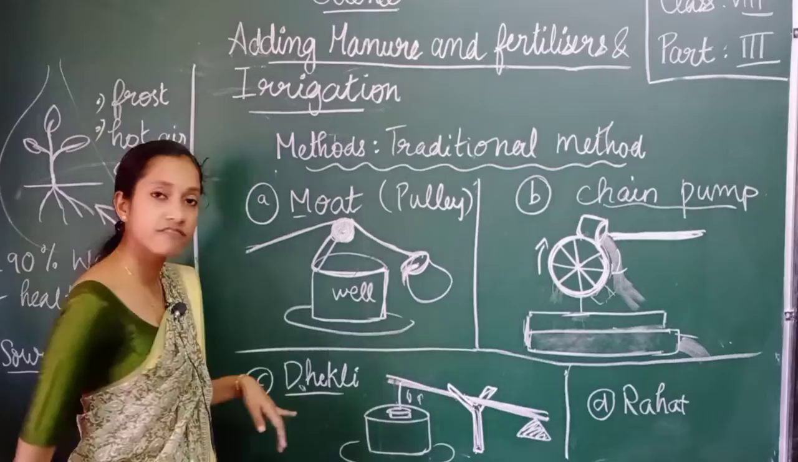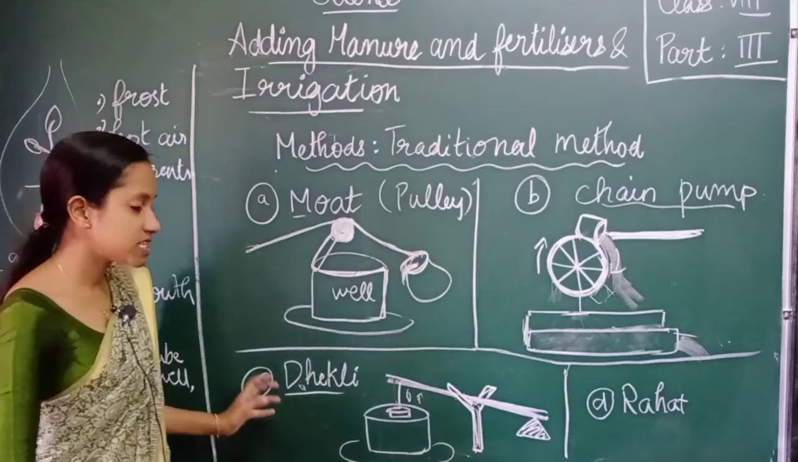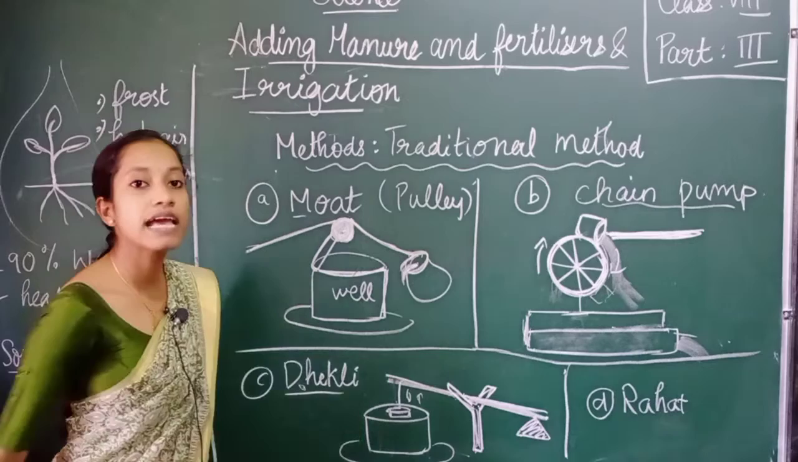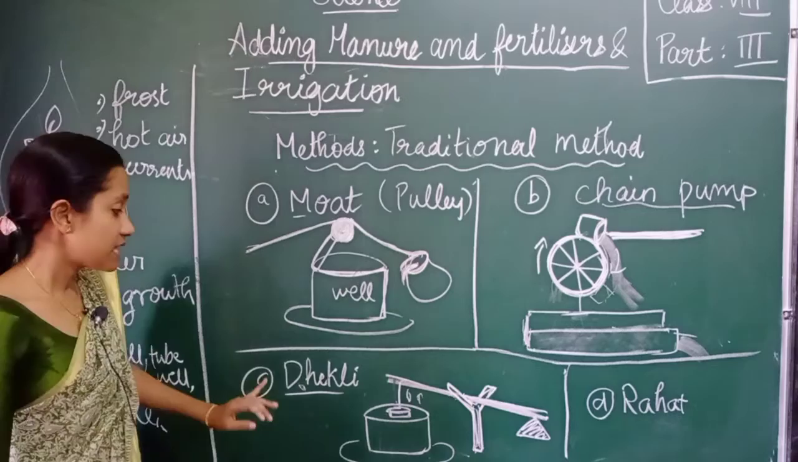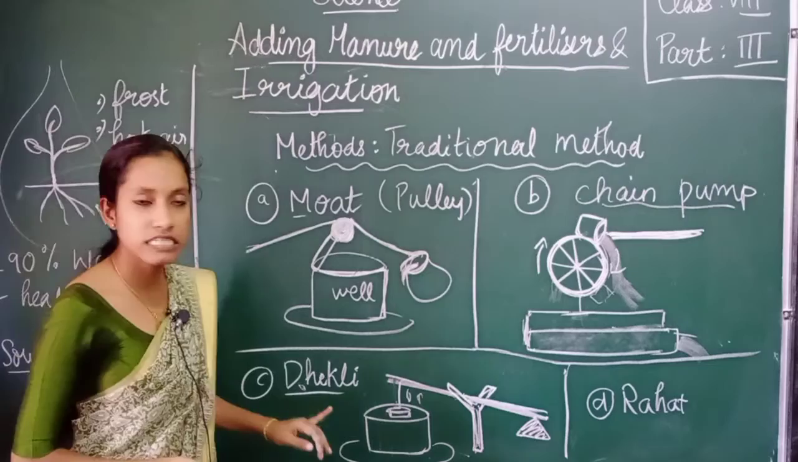In the dekri system, you can operate this long rod just by pushing it up and downwards, and this bucket will collect water from the well, and you can pour the water onto the canal which you have dug into the agricultural land. But what is the disadvantage here? There will be a disadvantage. Why? Because this can lead to wastage of water. A lot of wastage of water will be its result.